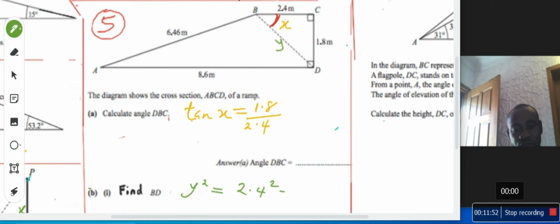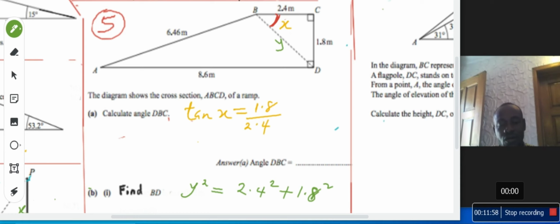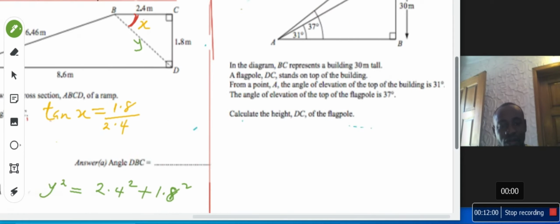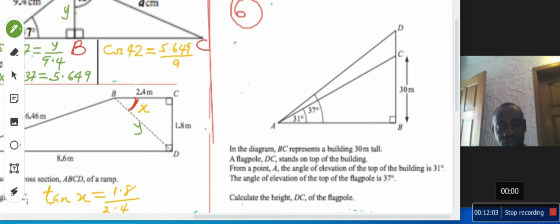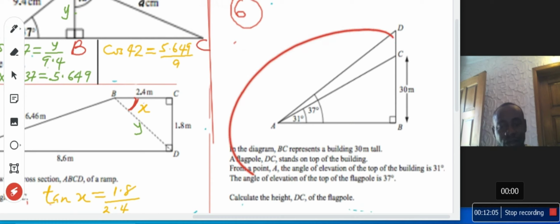2.4 squared plus 1.8 squared. We get that. All right, let me just say a word on this. What are we asked to find? Calculate height DC of the flagpole. DC, from here to here, that's all we need. How do we do that?